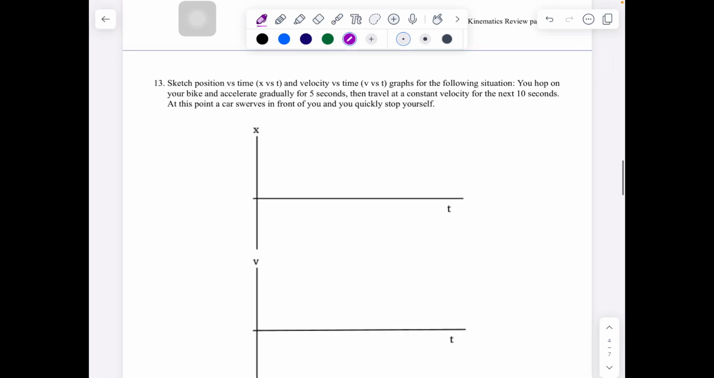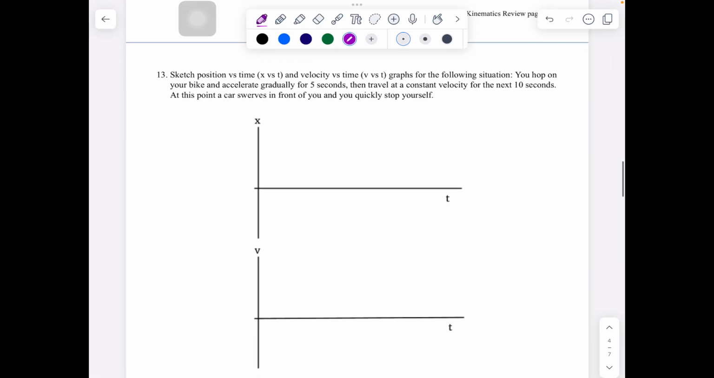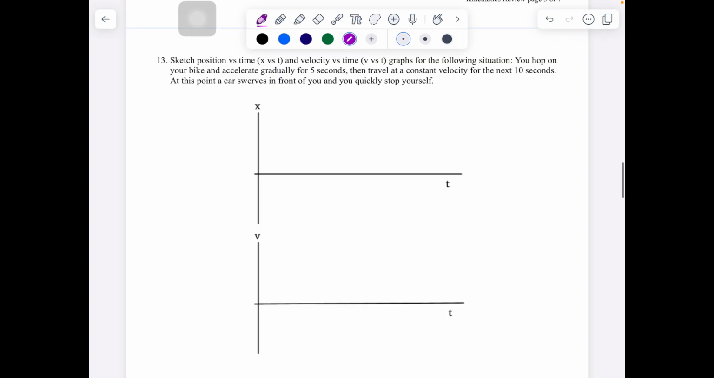13. Sketch position versus time and velocity versus time graphs for the following situation. You hop on your bike and accelerate gradually for 5 seconds, then travel at a constant velocity for the next 10 seconds. At this point, a car swerves in front of you, and you quickly stop yourself. Okay, so let's do this in little bits. Let's start off with 5 seconds. You hop on your bike and accelerate gradually for 5 seconds.